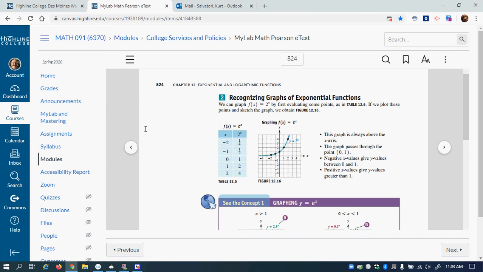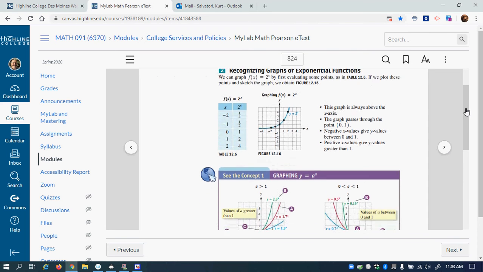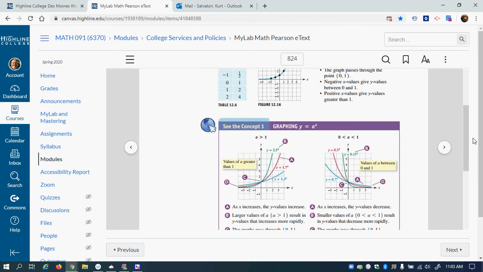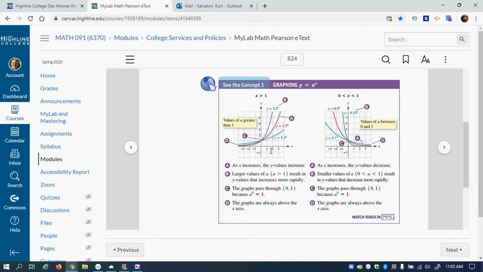So this section is 12.2, recognizing graphs of exponential functions. And what's really interesting is on this one table here, where it shows what happens to the curves as you change the a in the equation, the growth factor or the decay factor. When you change them, this is what happens. So let's do that on the calculator.